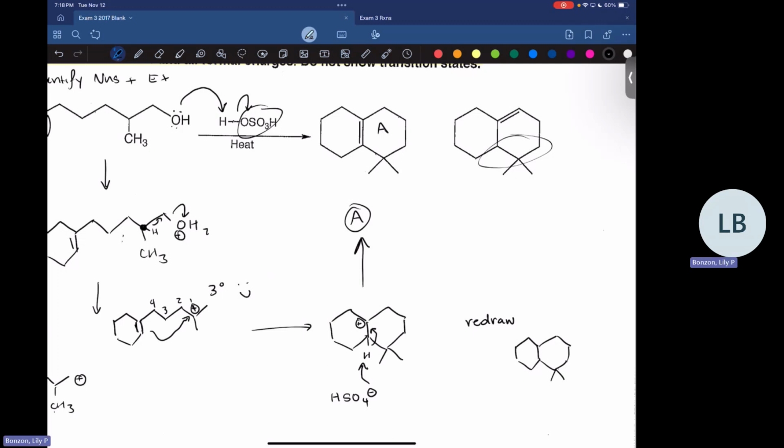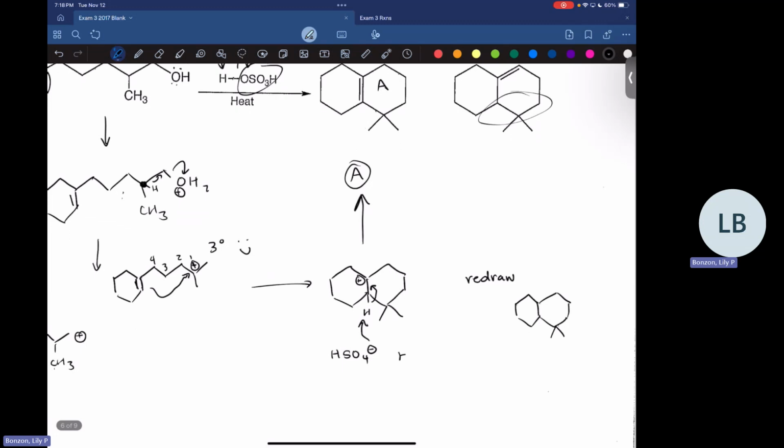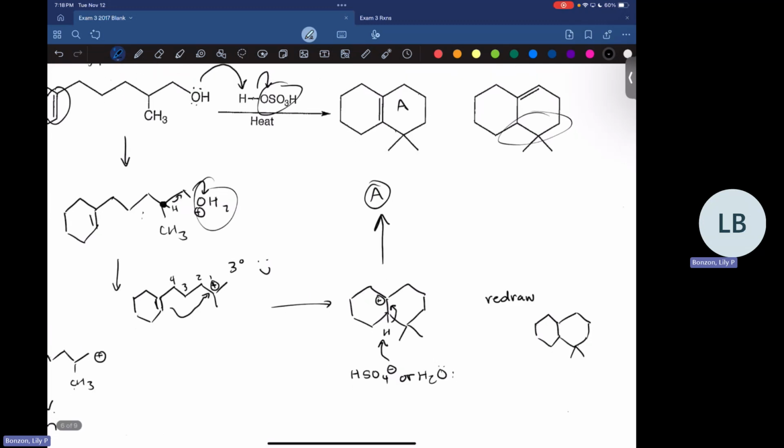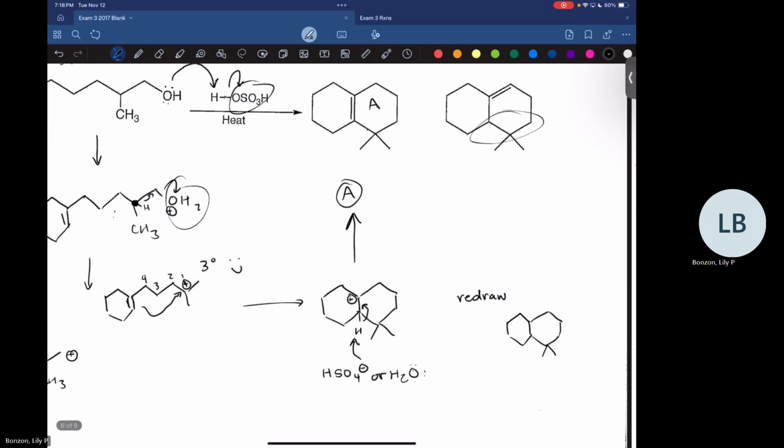Yes. So the OH took that H from the H2SO4, so now we have HSO4 minus, so then we can use that as our new nucleophile. You could also use H2O as the nucleophile, because we did form an H2O once it left in the second step. So you could do HSO4 minus or H2O as your nucleophile.